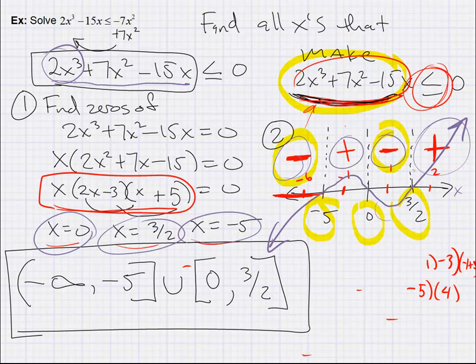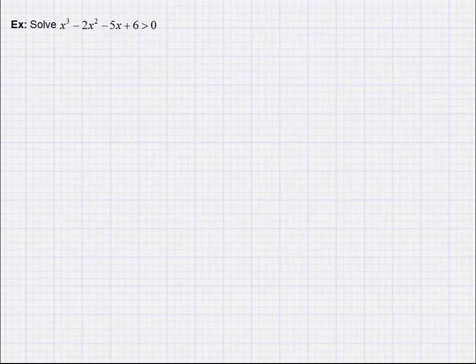Either way you want to do it, the solution should always be written in interval notation, and that would be the solution here. Alright, that got kind of messy, so let's do another one. Alright, here we go. Solve this polynomial inequality.